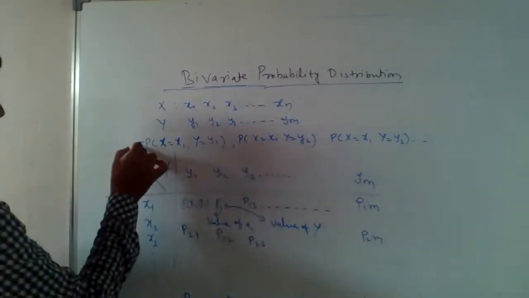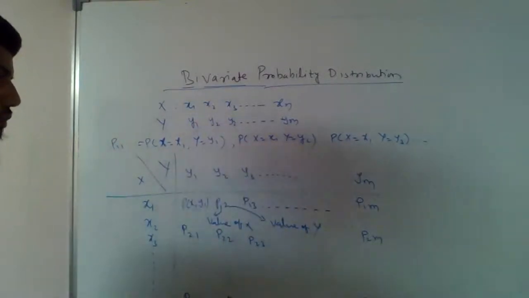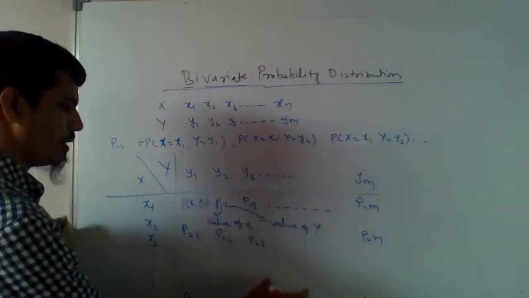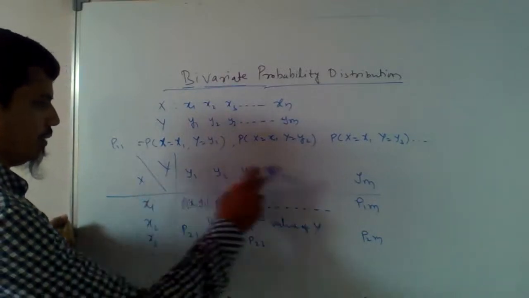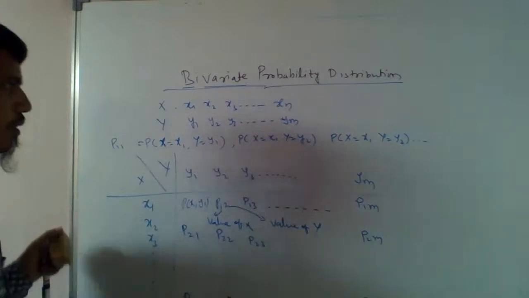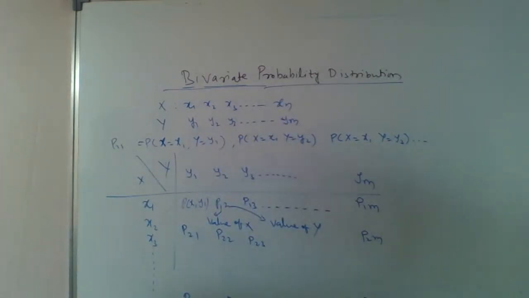So we can denote this one by p11. Now these are the probabilities here. These are the values of a random variable. So such a table is known as a bivariate probability distribution.